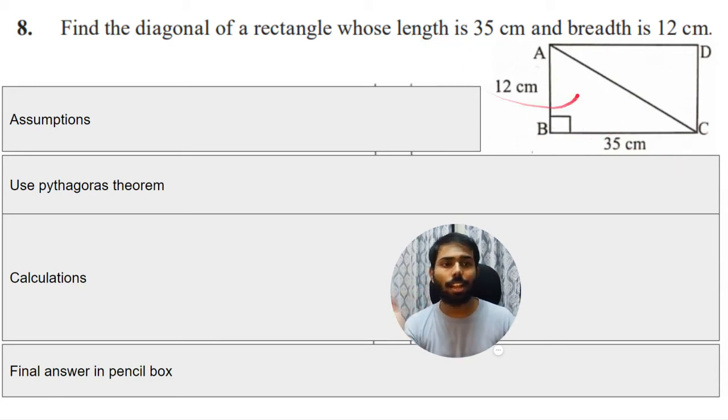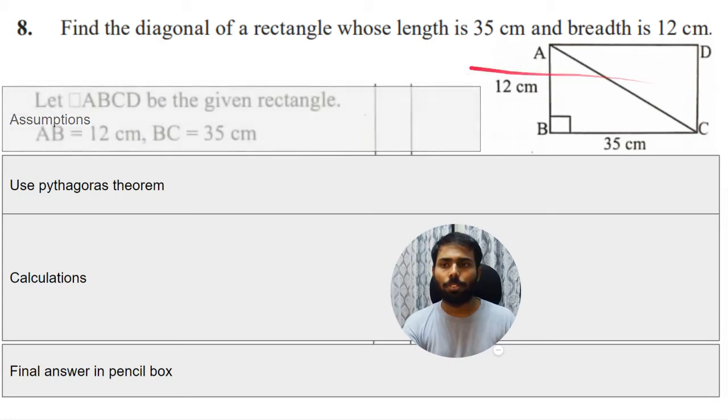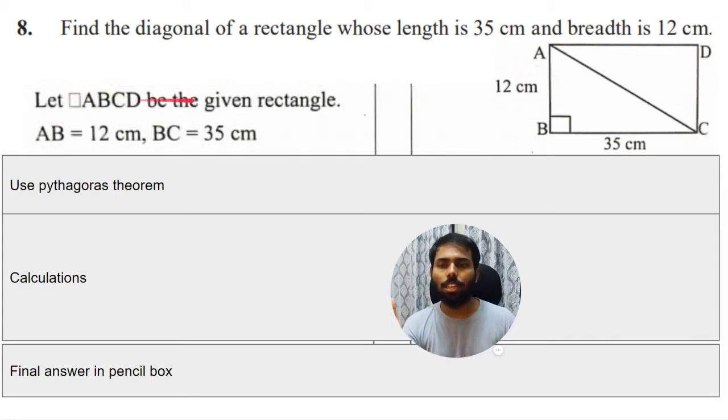Now assumption. This diagram was not given in the question. You have drawn this diagram, right? So you write the assumption. You describe the diagram. So let quadrilateral ABCD be the given triangle. Given triangle यानी जो question में triangle given है वो triangle. So AB is 12 centimeter, BC is 35 centimeter, which was given in the question, and we have put that in our diagram. Now use the Pythagoras theorem.